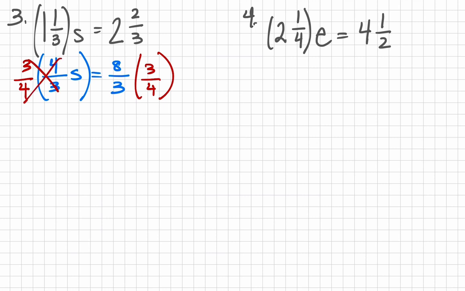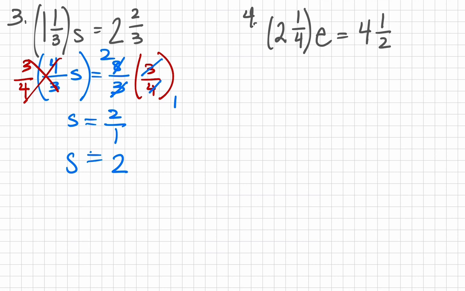These are going to cancel out. And then I have s by itself. This is going to cancel out. I can reduce this because they both have a factor of 4. 4 into 4 is 1. 4 into 8 is 2. So then I have 2/1, which is also the same thing as saying s is equal to 2.